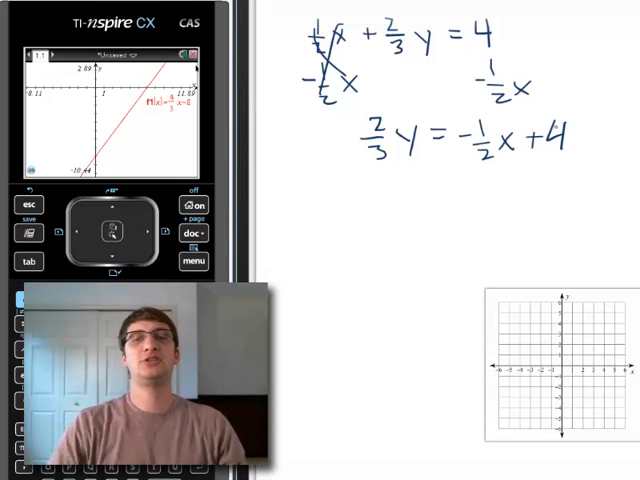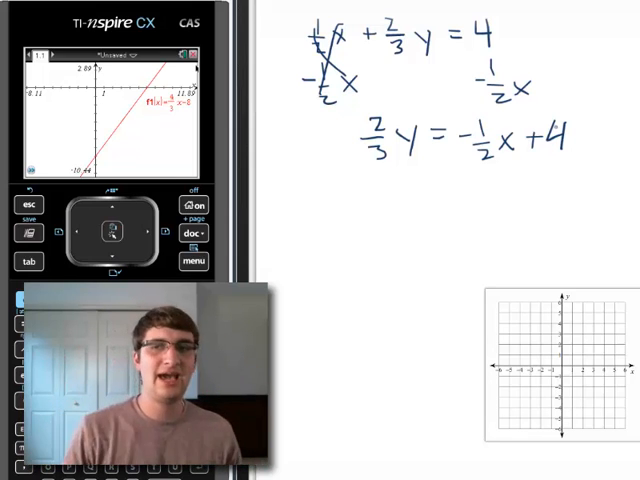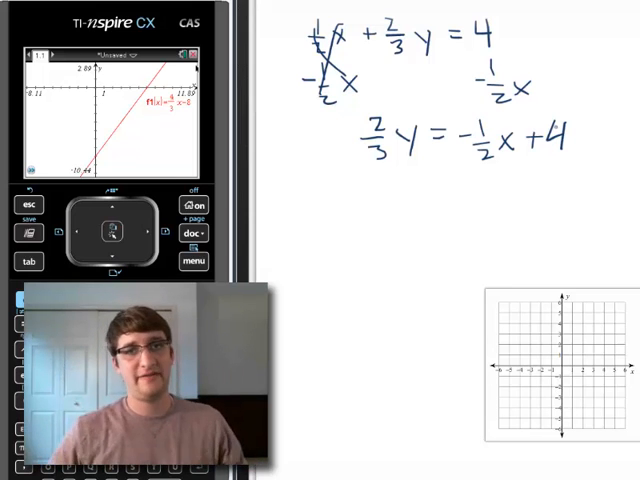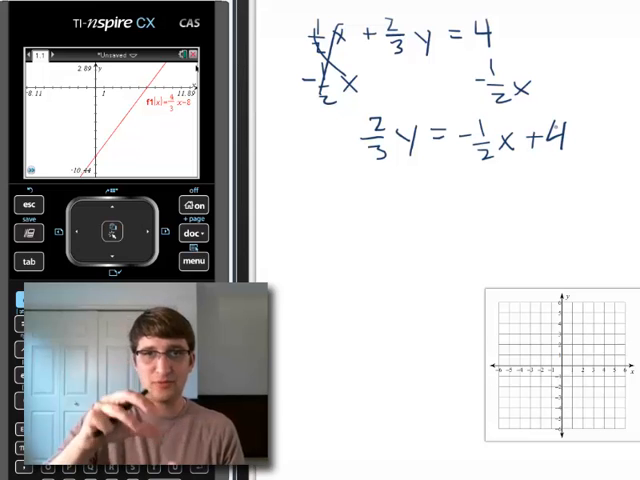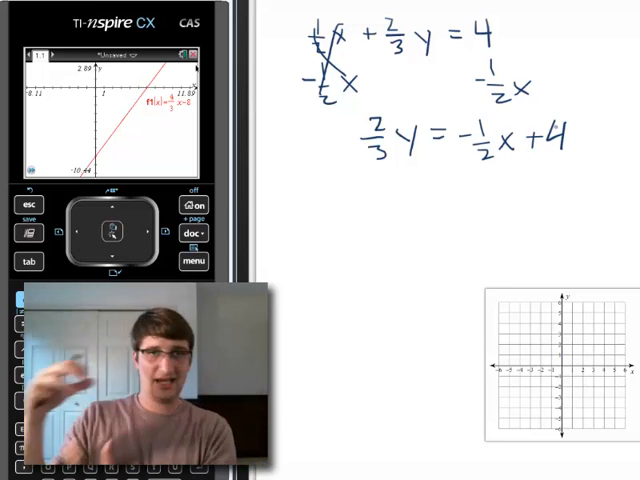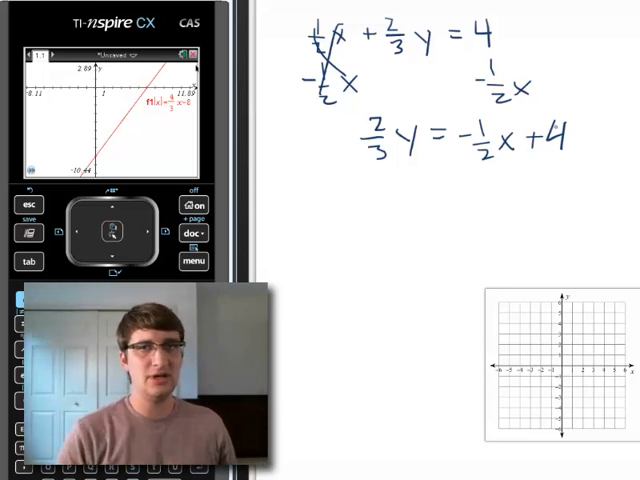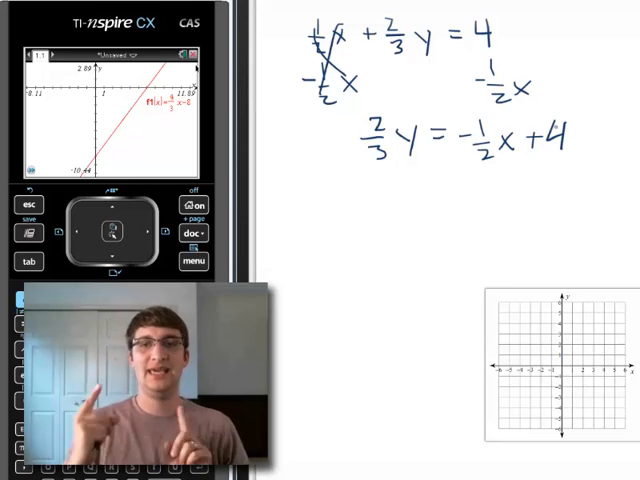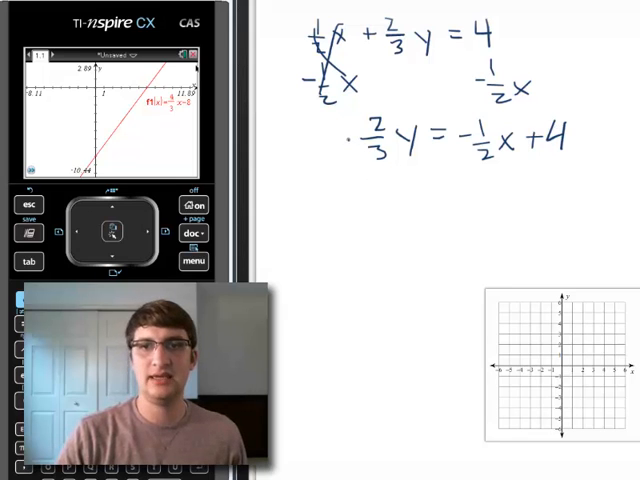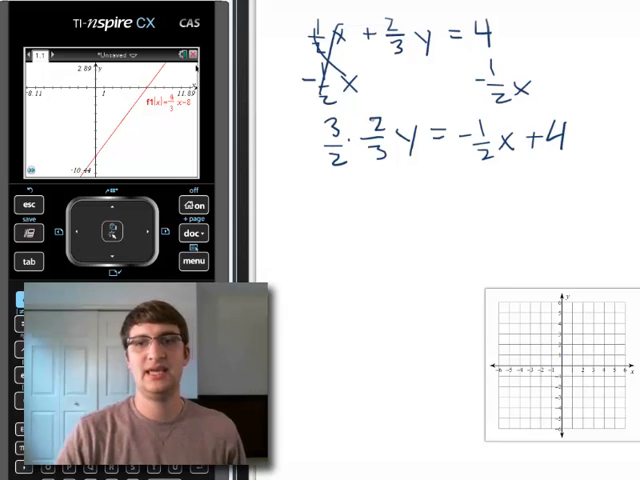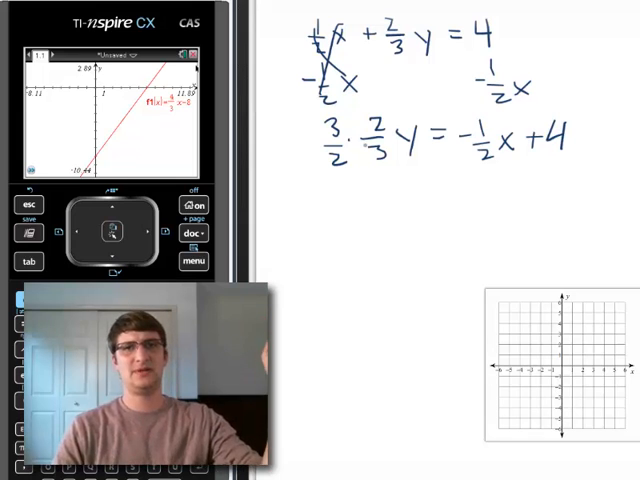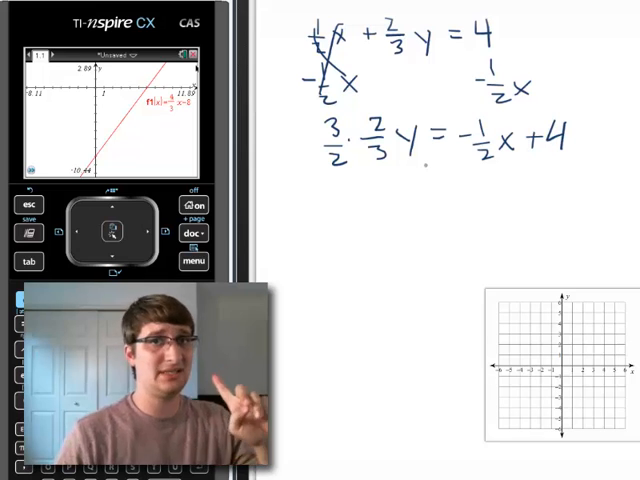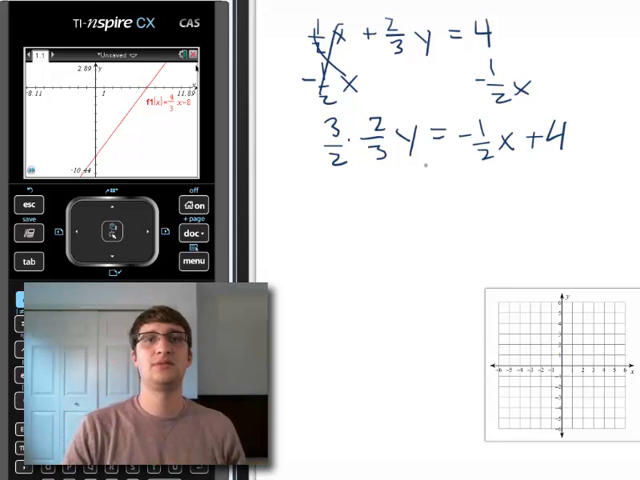All right, anyway, so I got 2/3 y equals negative 1/2 x plus 4. Next time you're in this situation where you have a fraction attached to the y and you're trying to remove that fraction to the other side, here's a cool trick you can do. Multiply it by its reciprocal. When you simplify this, we're just going to be left with 1, which means we've canceled it out. But since we've multiplied the reciprocal on the left side of the equal sign, we also have to do it to the right side, okay?